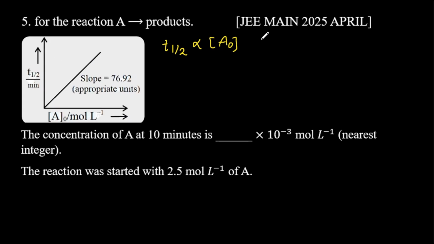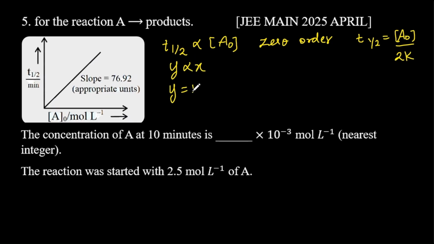So this shows that this reaction is zero order, because in zero order reaction only, we are having T half equal to concentration of the reactant divided by 2K. 2K is constant. So T half is directly proportional to A naught. So here in y-axis, T half is given, and in x-axis A naught is given. So y is directly proportional to x. So y equal to mx. So here the m represents the slope.